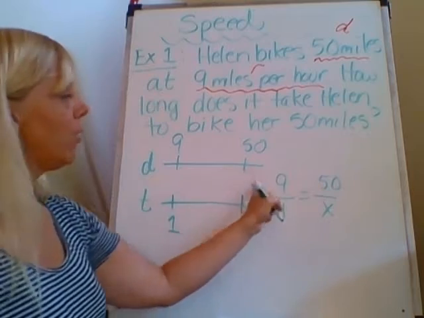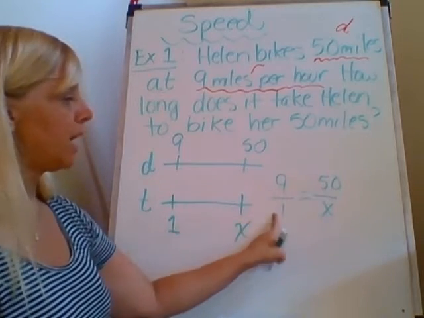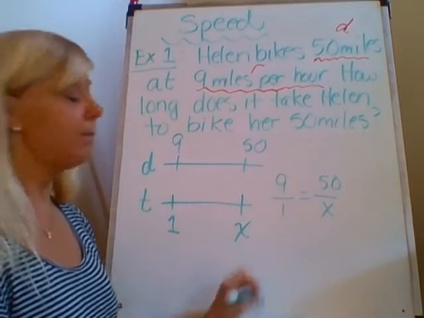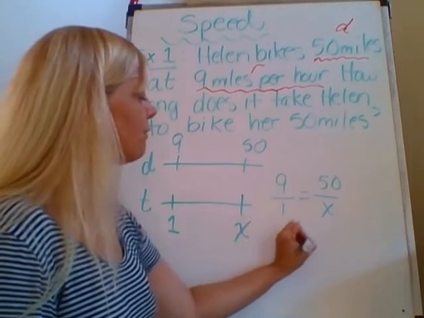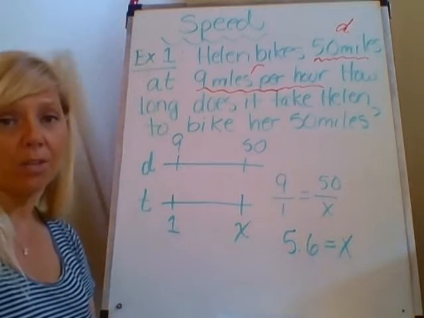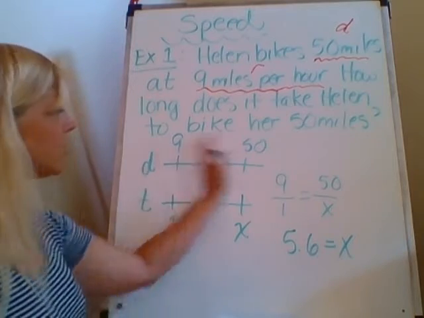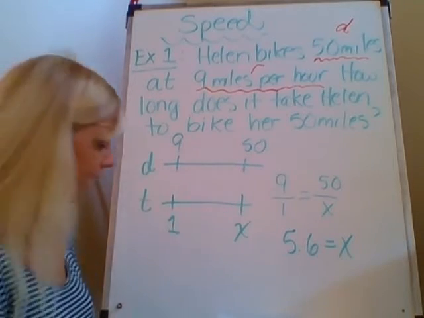And again, I don't know how many 9s go into 50. It doesn't go in evenly. So if I do 50 times 1 and divide it by 9, and I put that in my calculator, I end up getting 5.6 approximately hours is how long it's going to take Helen to ride her bike. So that's using the double number line, okay?